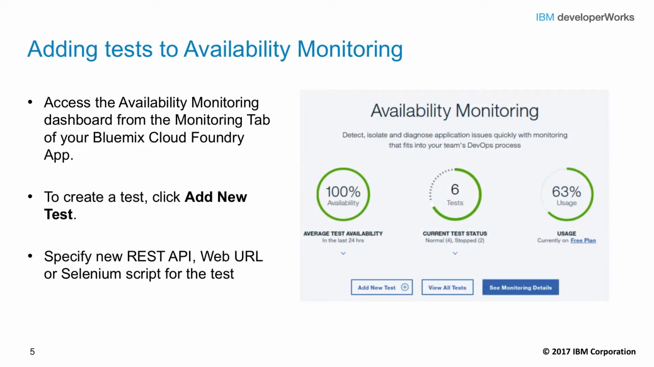In addition to the default main app URL monitoring, you can add additional tests to be run by availability monitoring. Just click on Add New Test, and then provide the details for the test you want performed. You can define new REST API tests, web URL tests, or import a Selenium test script either one time or by linking to a GitHub repository with the script. After defining the type of test, you can specify the locations and frequency to run the test.